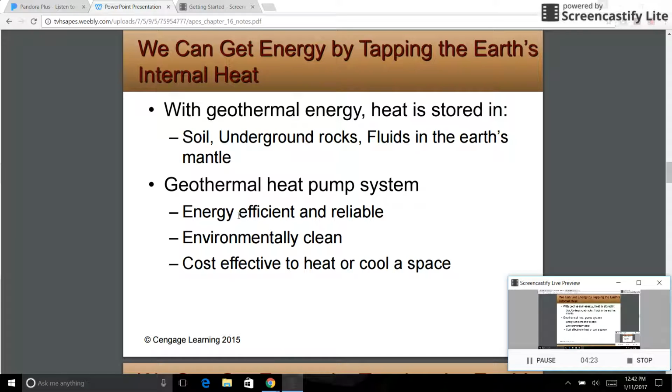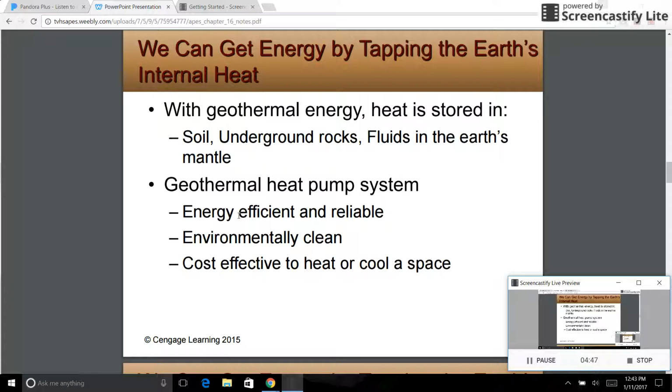So, basically, what we do in tapping into geothermal energy is we're looking at fluids in the Earth's mantle. We're looking at heat that is naturally sitting there in the Earth. And in some places, that's closer to the surface of the Earth than others. And so the closer it is, the easier it is for us to take advantage of it, the cheaper it is, the more efficient it ends up being.